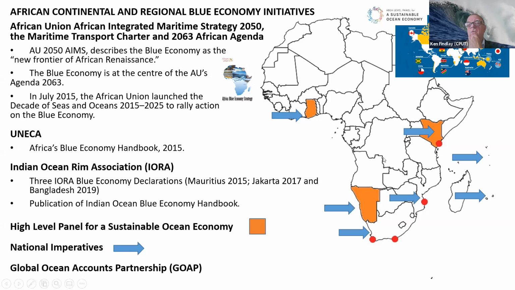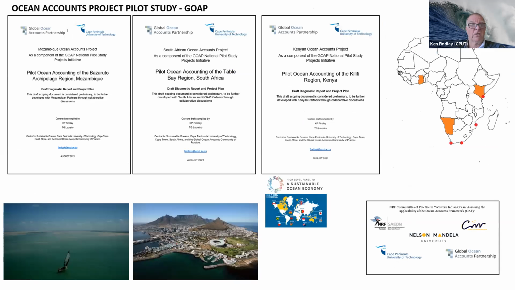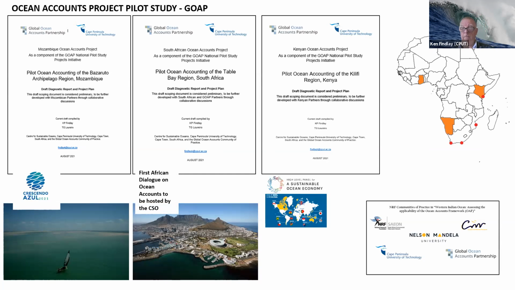provides us with 3 case study projects in order to look at the applicability and the efficacy of a framework that has been developed or advanced in developed countries, and how pertinent is it in ocean governance processes, along with aspects such as MSP in African contexts. The Global Ocean Accounts Partnership Project, as I say, really talks to Bazaruto, Table Bay, and the Kilifi region of Kenya. It ties into some particular national and international imperatives. And as I say, along with the NRF Community of Practice program run through Nelson Mandela University for Algoa Bay, provides us with these pilot study projects.